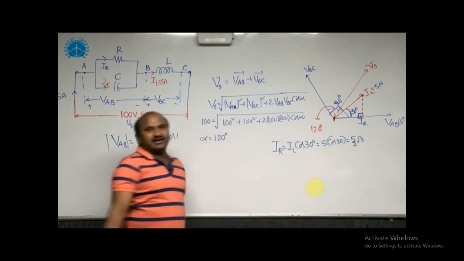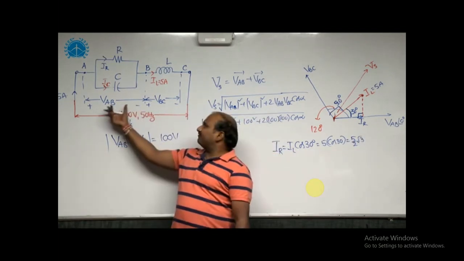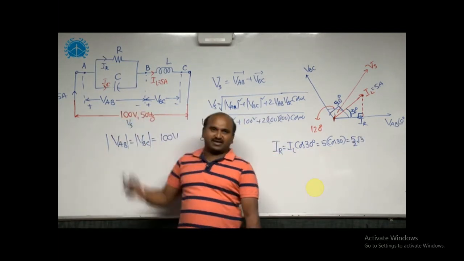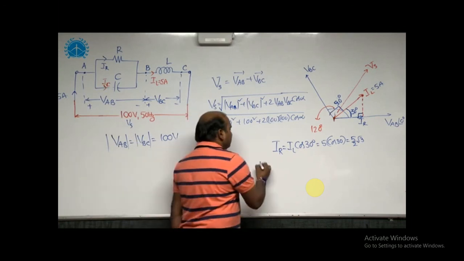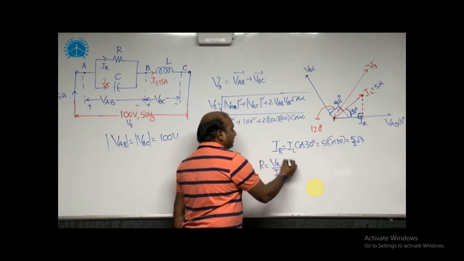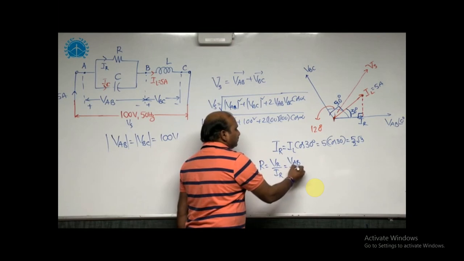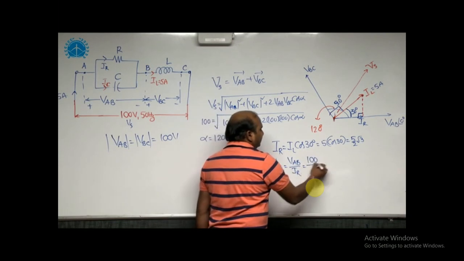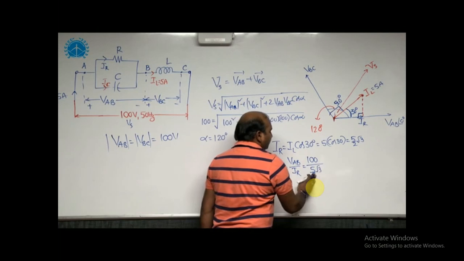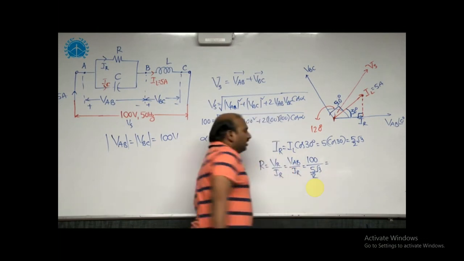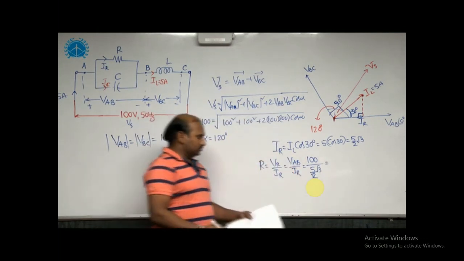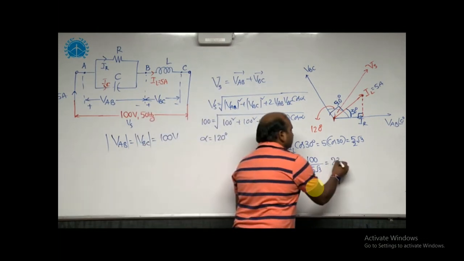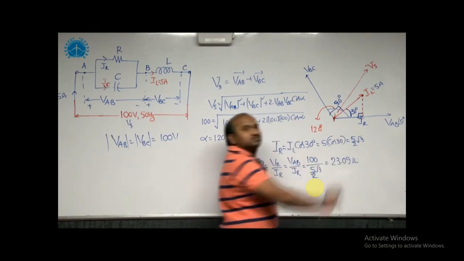Once you get IR, we have VR, that is the VAB magnitude. Then R is equal to VR by IR. The magnitude VR is equal to VAB by IR, 100 by 5 root 3 by 2. From this, you will get the R value is equal to 23.09 ohms.